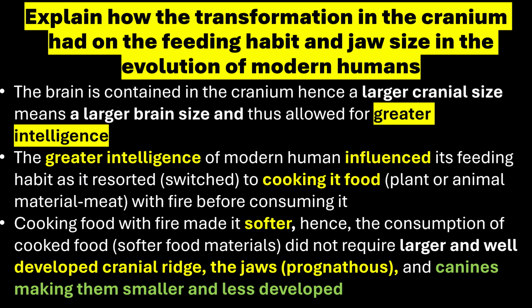The jaws, that is the prognathous jaws, and the canines became smaller and less developed. So because humans cook their food, they don't need a larger and well-developed cranial ridge, jaw, or canines. Because we don't need them, the cranial ridge, the jaws and the canines eventually became smaller and smaller, and less developed.